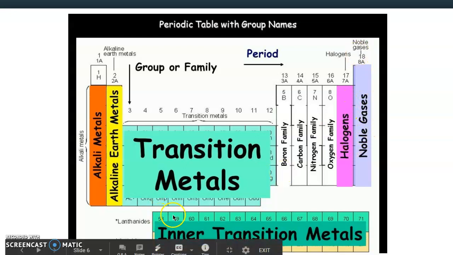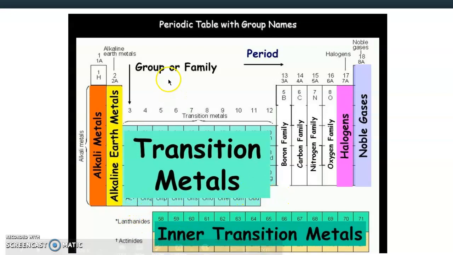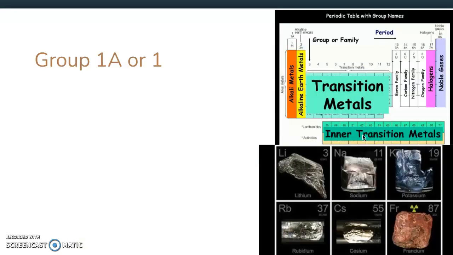We also have the inner transition metals, which are the extra part at the bottom of our periodic table. But the 5 I'm going to have us focus on, because I think they have the most distinct characteristics, are the alkali metals, alkaline earth metals, transition metals, halogens, and noble gases. Let's start learning about each one.